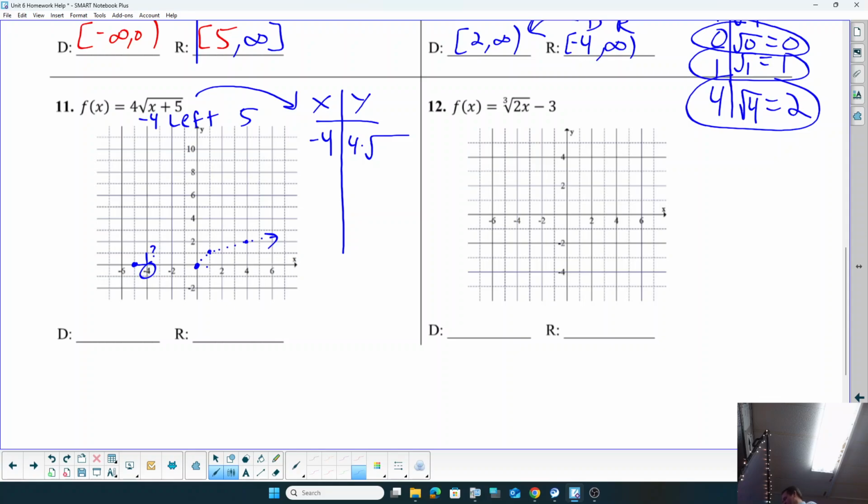Let's do it in red. So we're going to plug a -4 in for x. And then we also have the +5 still under the radical. Okay, so positive 5 with a -4 is 1. So we get 4 times the square root of 1, which is 1. So we get 4. Whoa, that's crazy.